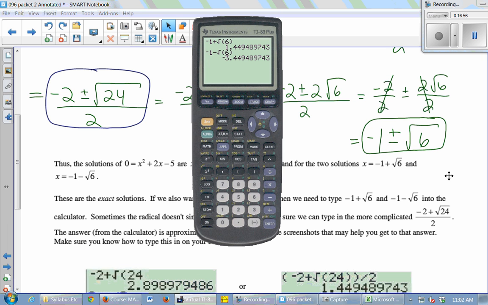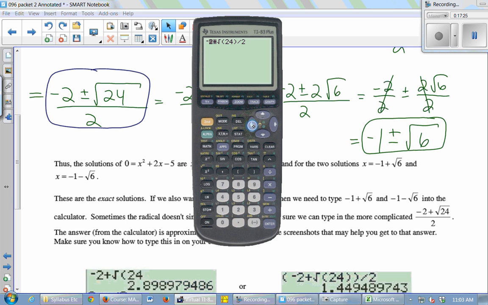So if it were me, I would type in -2 plus the square root of 24, and then I'd hit enter, right? Because there are imaginary parentheses around any numerator when you have a fraction. If right now I just did over 2, it's only going to do radical 24 divided by 2, and then it's going to add the rest of it. I could put another set of parentheses if I wanted to type it all at once.